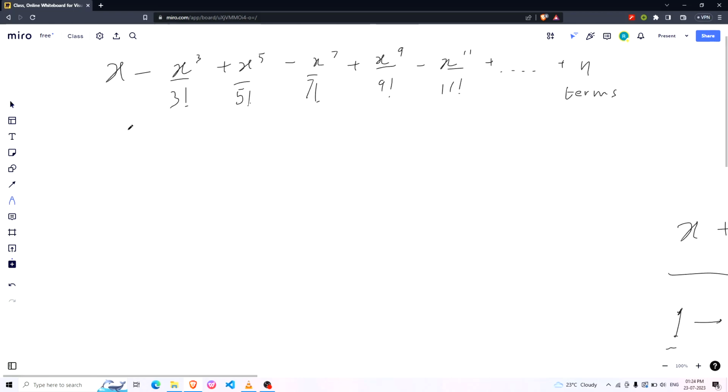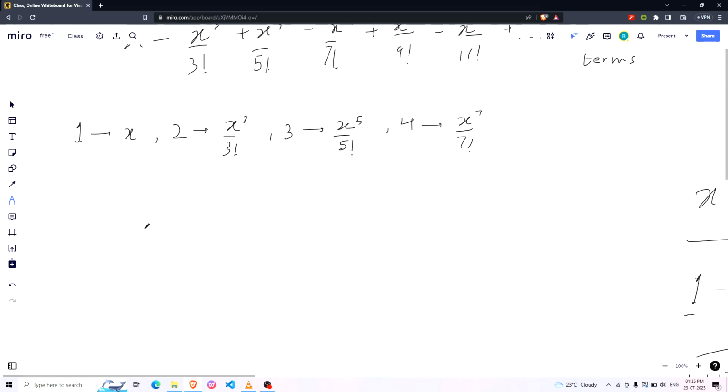We need to figure out some patterns in this series also. So let's look closely at this. The first term is x as usual. The second term is x cube by 3 factorial. The third term is x to the power 5 by 5 factorial. The fourth term is x to the power 7 by 7 factorial, right? So what's the pattern that is getting repeated here?